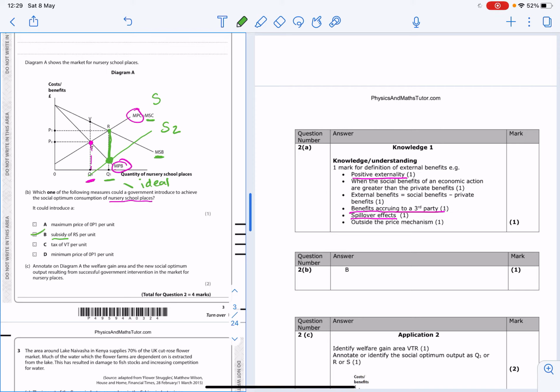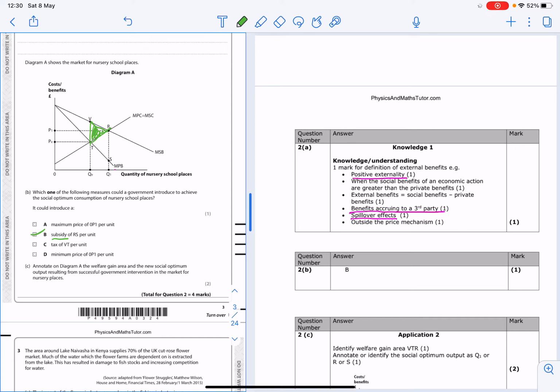Now I've already made quite a mess of this diagram, but we need the diagram for part C. So part C says annotate on diagram A the welfare gain. So the welfare gain, in fact what I'm going to do is rub off all of these bits now because we've got in a bit of a mess. So the welfare gain is always that little triangle. So you need to shade the triangle, and that's your welfare gain.